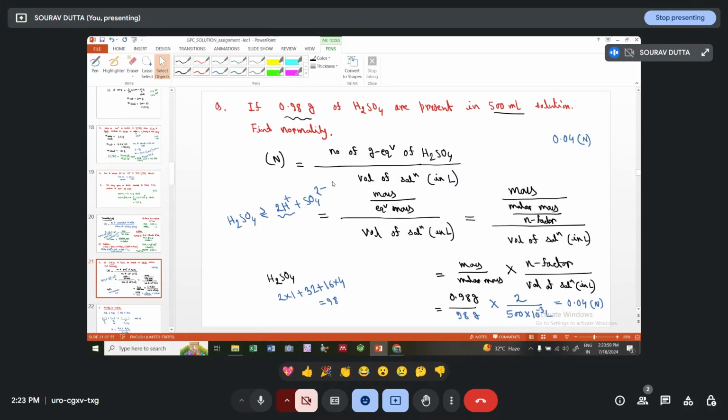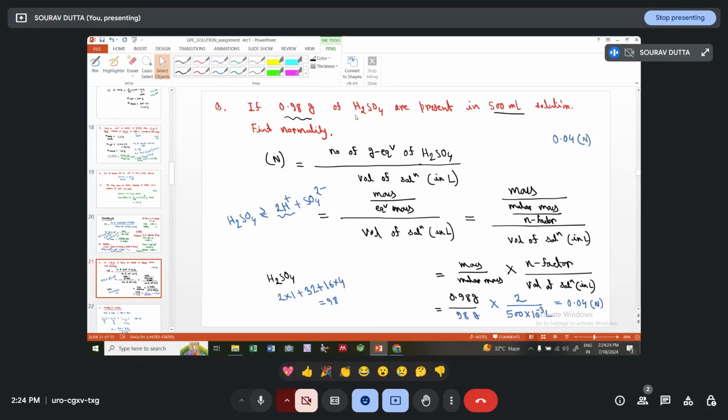Now a question about normality. If 0.98 gram of sulfuric acid is present in 50 ml solution, what is the normality? We can just use the formula. Normality equals the number of gram equivalents of sulfuric acid by the volume of the solution. Gram equivalent means mass by equivalent mass, and equivalent mass means molar mass divided by N factor. So if I simplify this equation, we will get mass by molar mass into N factor by volume of the solution. Your mass is given to you, 0.98 gram.